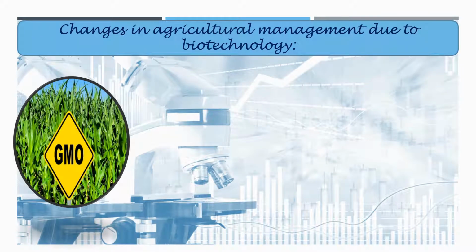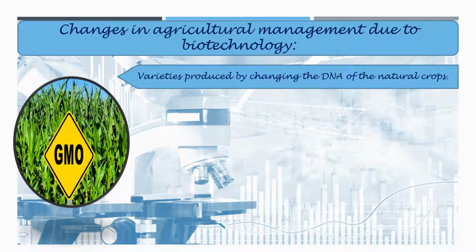Students, now let us understand about the changes in agricultural management due to biotechnology. Now, genetically modified crops or GM crops or GMO, that is genetically modified organisms, are the varieties produced by changing the DNA of the natural crops. And these varieties are not available in nature, therefore they are produced by modifying their genome.